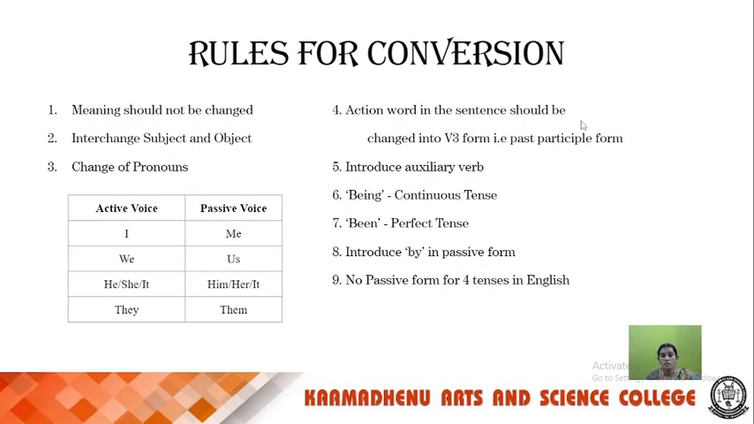Then action word in the sentence should be changed into V3 form, that is past participle form. V1 is present tense, V2 is past tense, V3 is past participle form. Then we have to introduce auxiliary verb in passive form. Then we have to add being in continuous tense, we have to add been in perfect tense, and we have to introduce by in passive form. There is no passive form for 4 tenses in English. These are the rules for converting the sentence.